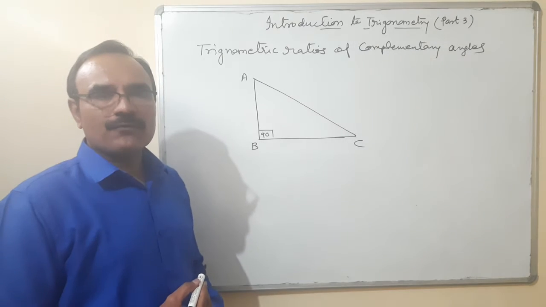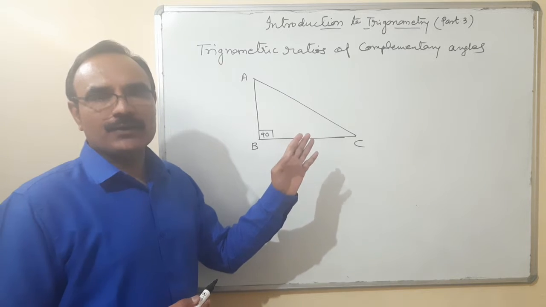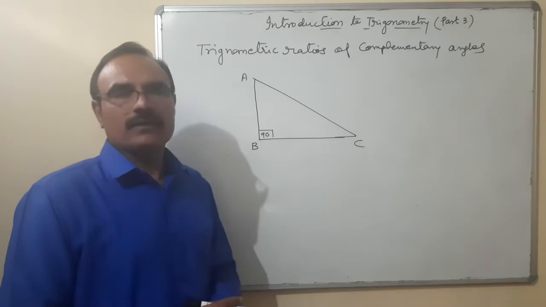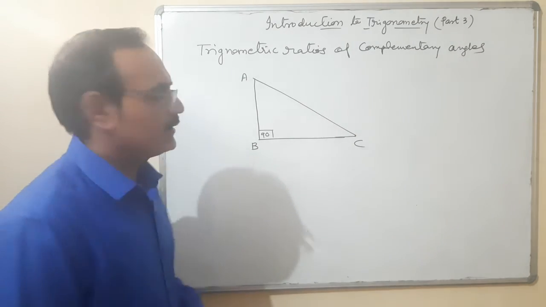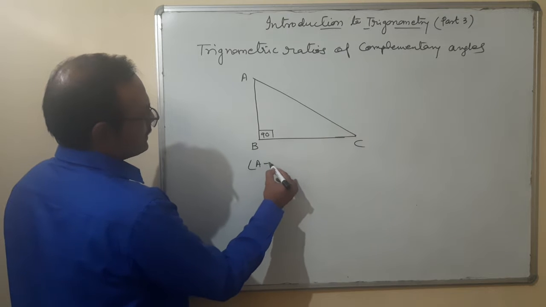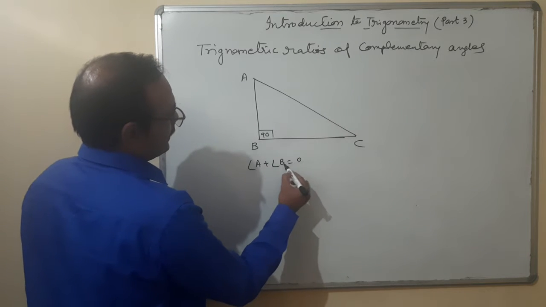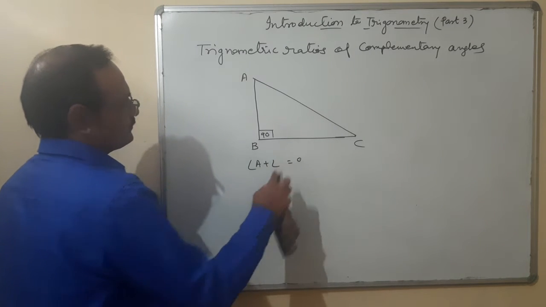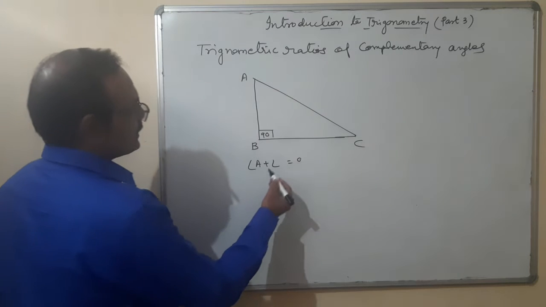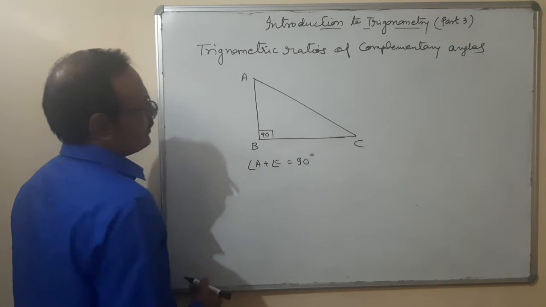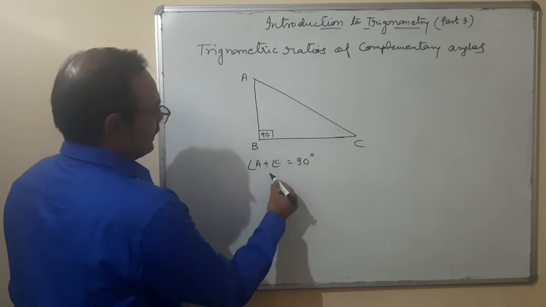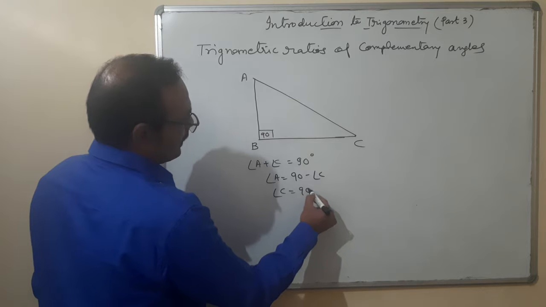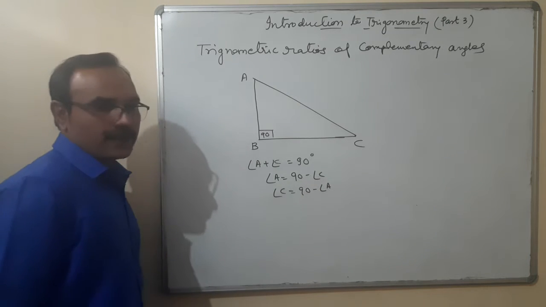You know that by the angle sum property of a triangle, the sum of three angles of a triangle is equal to 180 degrees. If one angle is 90 degrees, then the sum of the remaining two angles is equal to 90. So here I am writing angle A plus angle C is equal to 90 degrees. So angle A is equal to 90 minus angle C, and angle C is equal to 90 minus angle A.